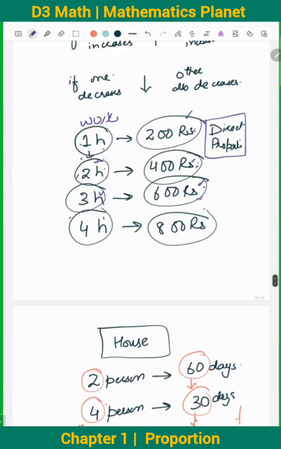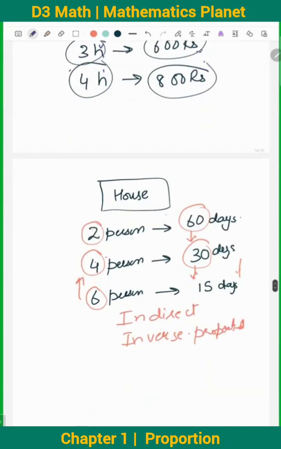Now, if one quantity decreases, for example, we have to construct one house, and to construct a house we need two persons. Two persons take 60 days to construct a house. If we add 2, we get 4 persons. Because the number of labor has increased, the number of days is going to be reduced. Now the number of labor has increased more, so the number of days is again going to be reduced. So as the number of labor increases, the number of days decreases. Such a proportion is called indirect or inverse proportion.